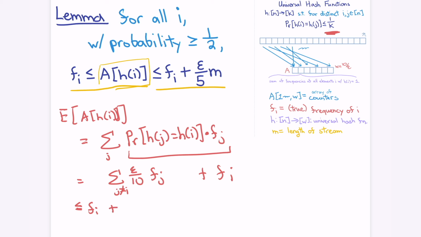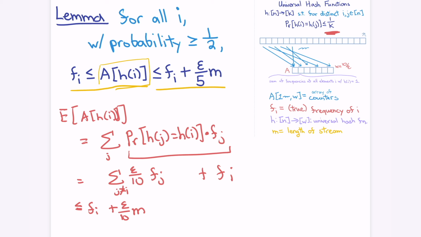And what does this all sum up to? Yeah, you can round it up to m. So you'll get epsilon over 10 times m. It's really m minus f_i, but it's not very significant. Okay, good. So the expected value is at most the frequency plus like an epsilon over 10 fraction of everything else. That makes total sense, right?